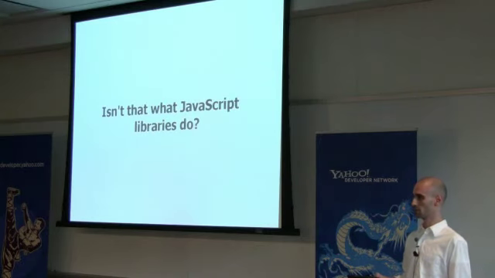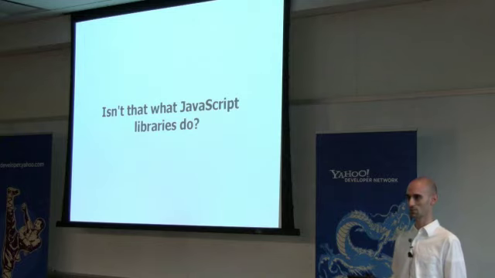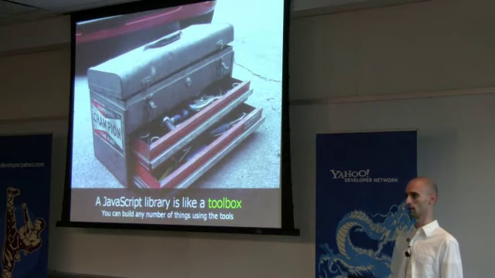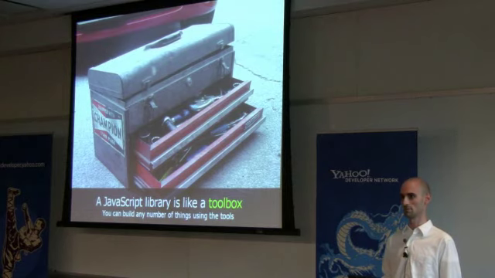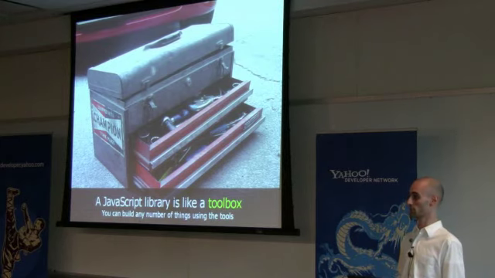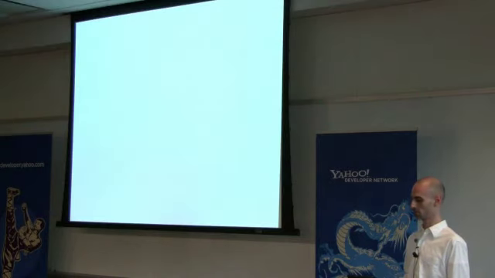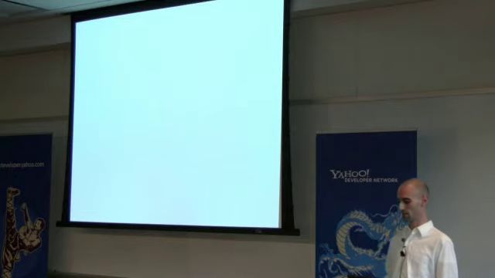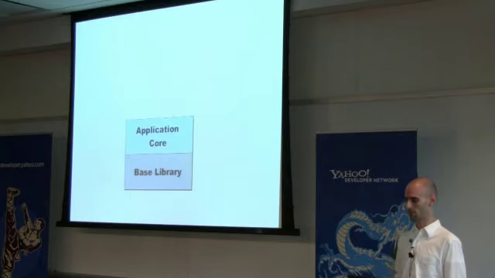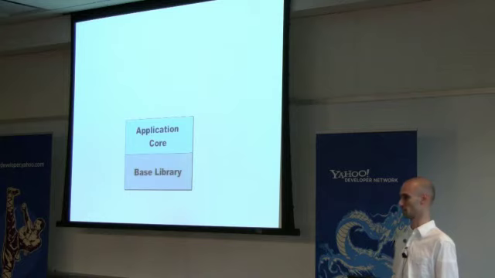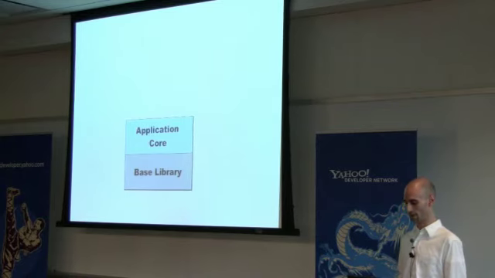A lot of people stop at this point and say, wait, isn't that what JavaScript libraries do? There's a bunch of stuff out there and you just get to use it. But JavaScript libraries are more like a toolbox. They provide a bunch of stuff for you to build things with. So you could build a playground, or maybe you could build a car, or maybe you could build a building. Those tools are there for you to use to continue building. That's not where you should stop. So what we're really talking about as we're beginning this architecture is the base JavaScript library at the very bottom, lowest level. And then on top of it, you have the application core that's actually going to run the app. And we'll get a little bit more into that.